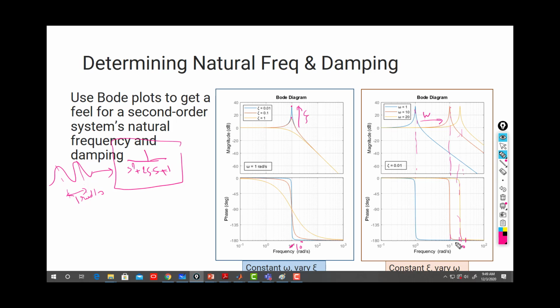Alright, any questions? Any questions about the natural frequency, the damping of the system, and how they affect the Bode plot? Is it clear?